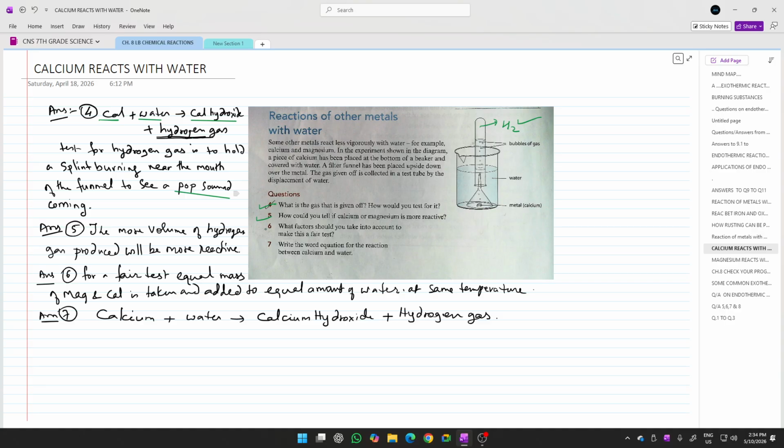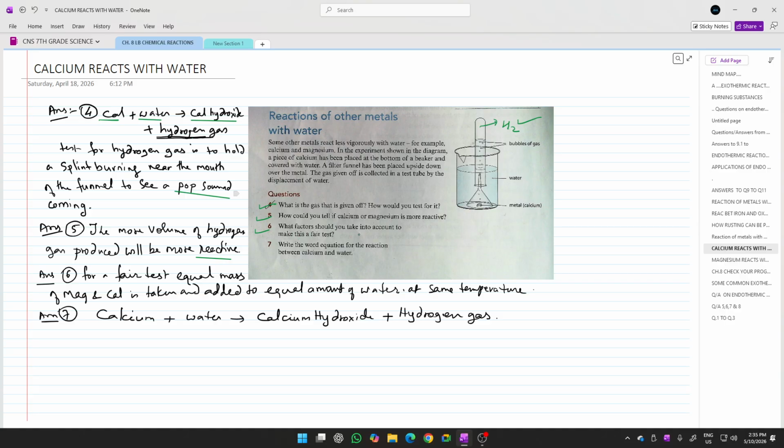So the answer for the fifth question is that the more volume of hydrogen gas produced will tell you which is more reactive. If calcium gives you more hydrogen gas, then calcium is more reactive. If magnesium gives you more volume of hydrogen gas, then magnesium is more reactive. Whichever is giving more volume of hydrogen will be more reactive. That is the answer.